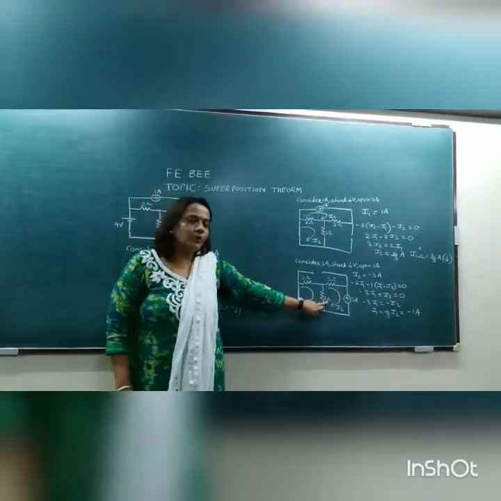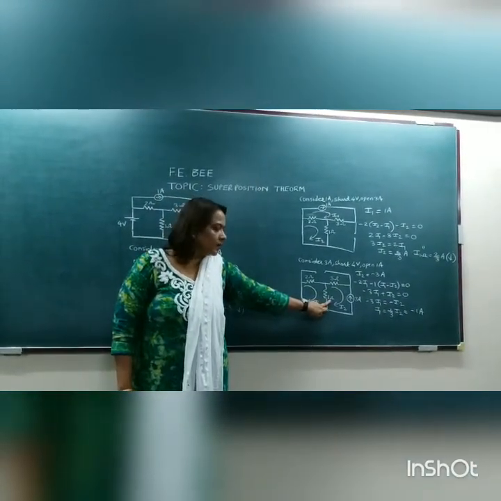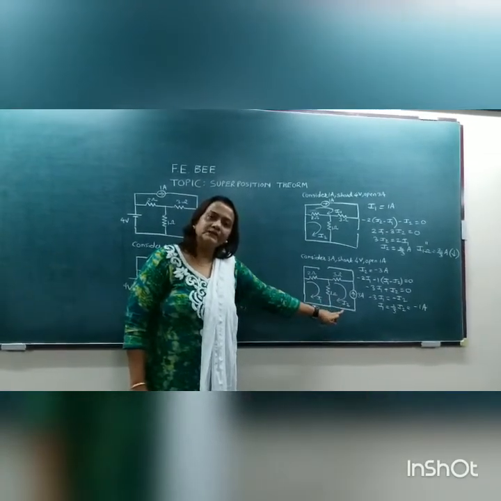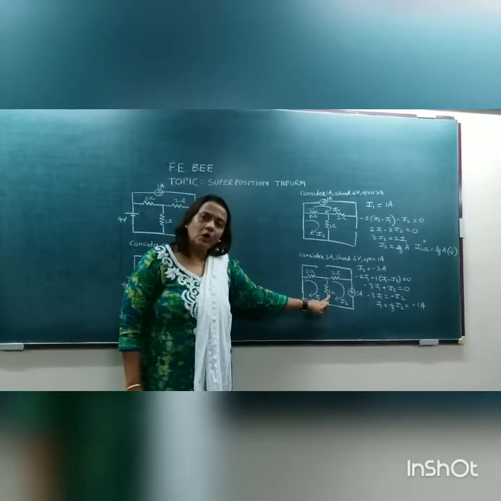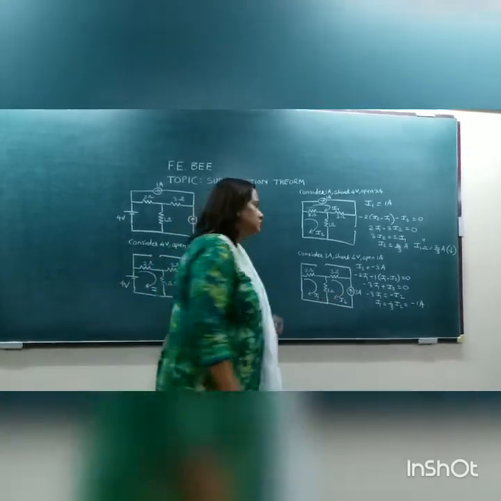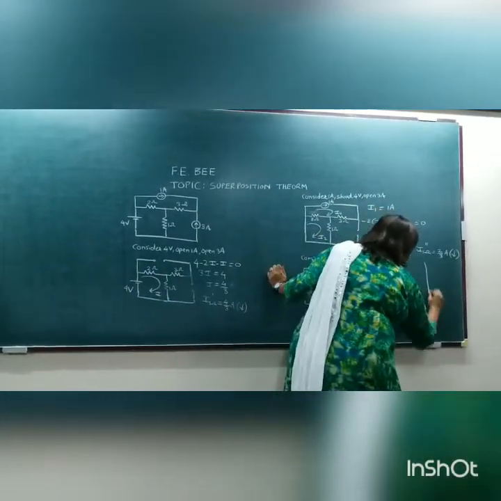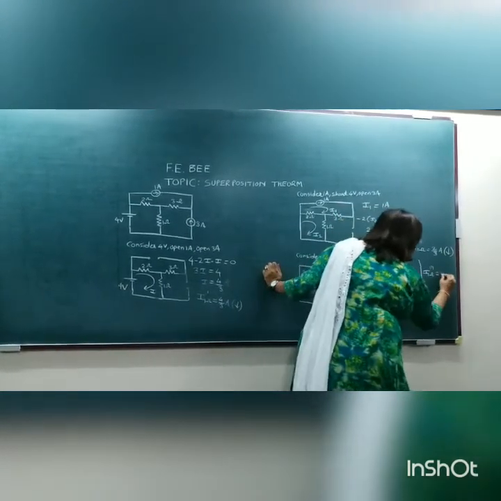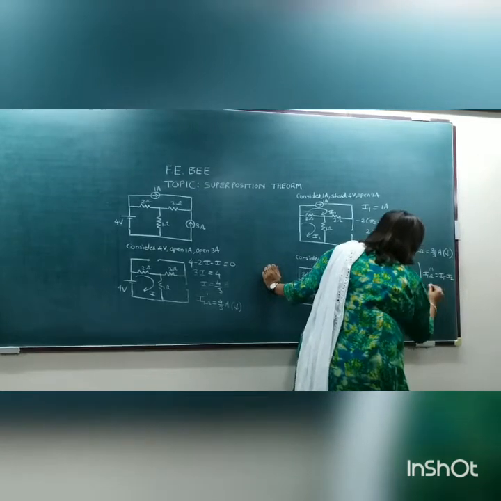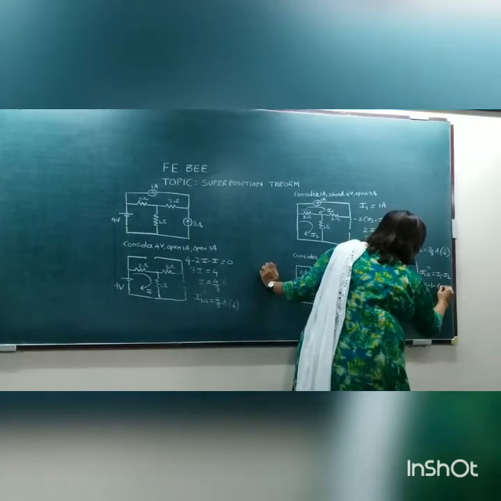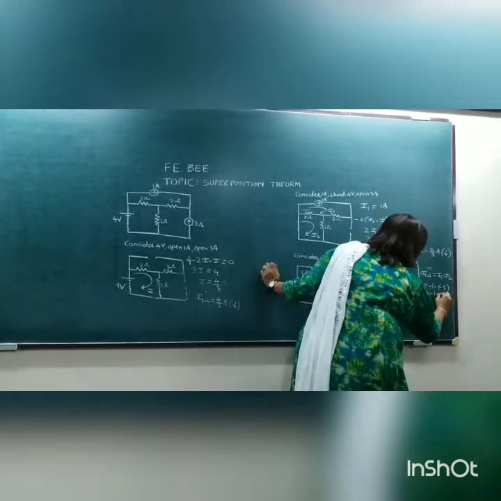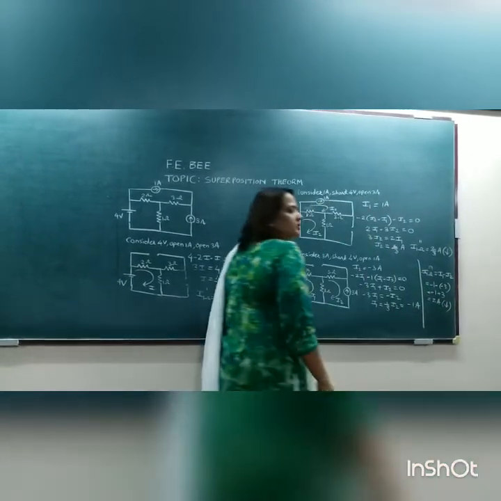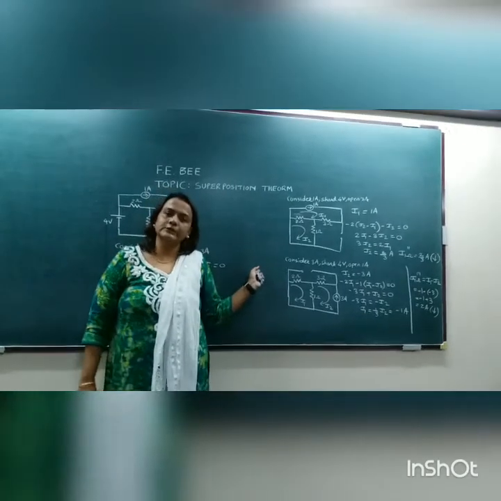Now, current flowing through 1 ohm. Current flowing through 1 ohm is I1 minus I2. Why I1 minus I2? Because this 1 ohm is common for both the loops. So, our current, that is I 1 ohm triple dash, is I1 minus I2, that is equal to minus 1 minus of minus 3, that is minus 1 plus 3 equal to 2 amperes. Direction of this current is downwards.